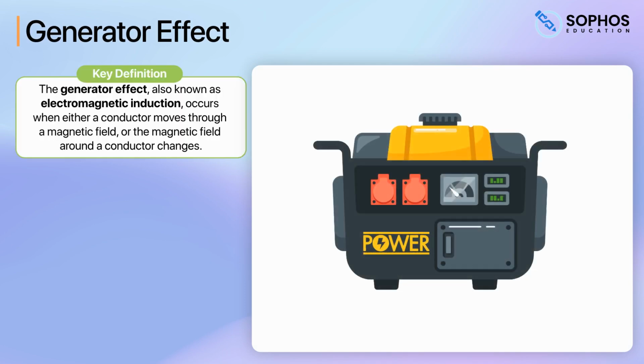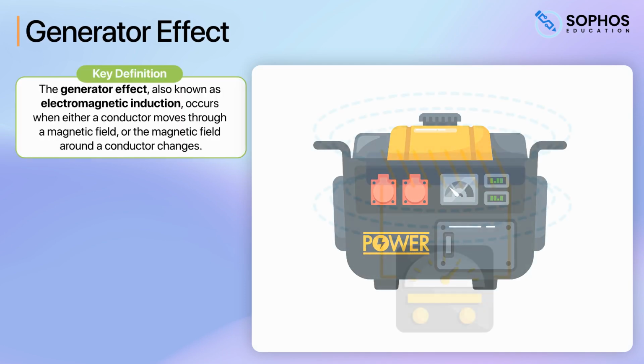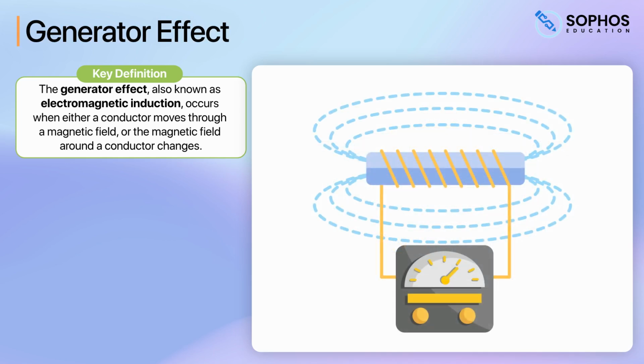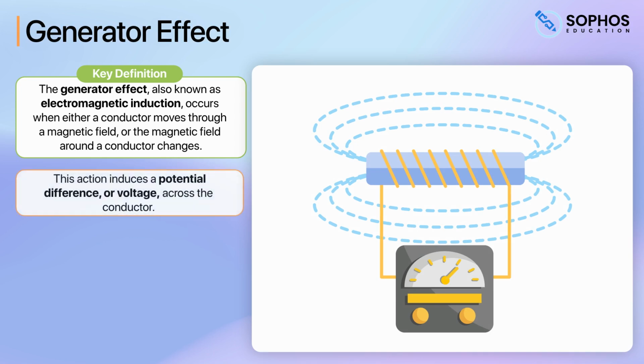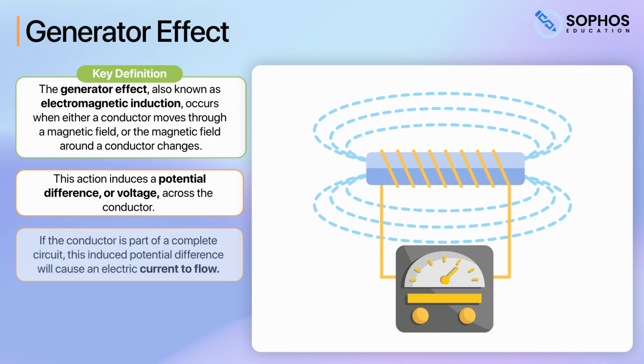The generator effect, also known as electromagnetic induction, occurs when either a conductor moves through a magnetic field or the magnetic field around a conductor changes. This action induces a potential difference or voltage across the conductor. If the conductor is part of a complete circuit, this induced potential difference will cause an electric current to flow.